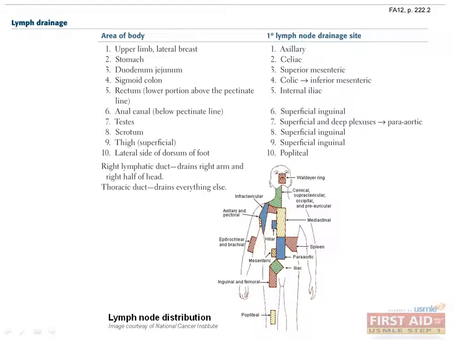The upper limb and lateral breast drain to the axillary nodes. This is important because of where most breast cancers occur, the upper outer quadrant of the breast, and hence why sentinel node biopsy typically involves interrogation of the axillary lymph nodes when staging breast cancer. You can read the rest of these for yourself, as they're all probably important to some degree, but a good overall concept to keep in mind is that the right lymphatic duct receives lymphatic drainage from the right arm and right half of the head, while the thoracic duct drains everything else.